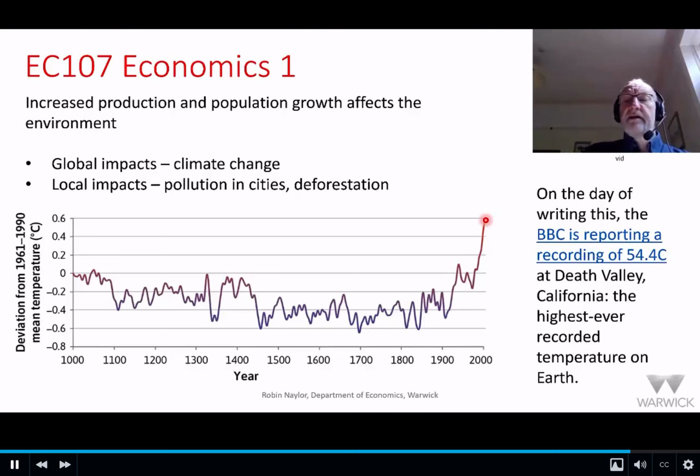So again, this diagram charts something similar to the hockey stick growth that we've seen in average living standards and in measures of industrial production and technological change. Indeed, on the very day of writing this slide, the BBC is reporting a recording of 54.4 degrees Celsius at Death Valley in California, being the highest ever official recorded temperature on the planet.